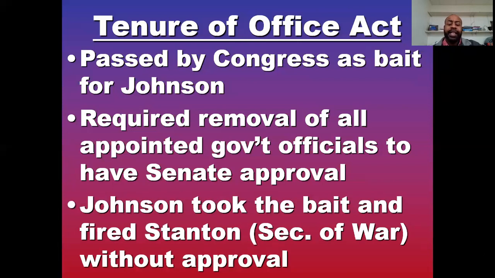Okay. He didn't like Secretary of War Stanton and tried to fire him, but he was already there under Lincoln. So any firing, any hiring had to go through Congress. And Johnson said, I'm not taking it. I don't like him. I don't want him working for me. So he fires him. When he does that, the Senate strikes. And they're like, this is our way of getting rid of you.